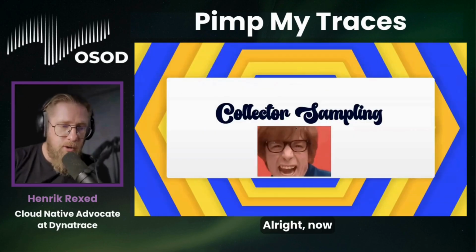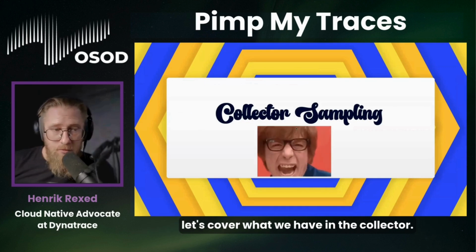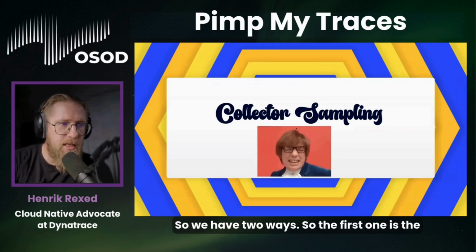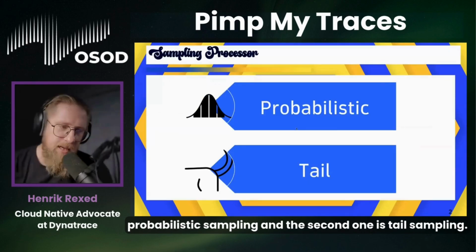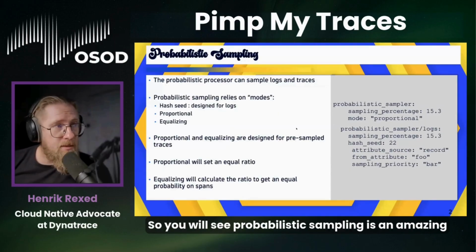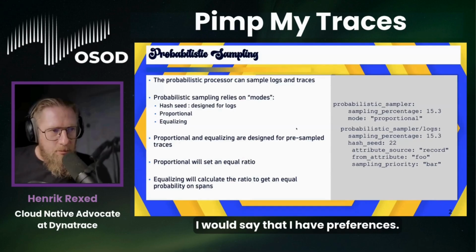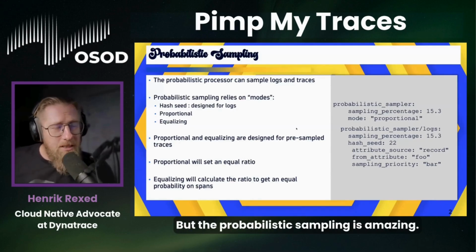All right, now after covering the improvements on head sampling, let's cover what we have in the collector. So we have two ways. The first one is probabilistic sampling, and the second one is tail sampling. You will see. Probabilistic sampling is amazing. It's better than head sampling, but still, I have a preference. I will tell you in a few seconds which one it is. But the probabilistic sampling is amazing.